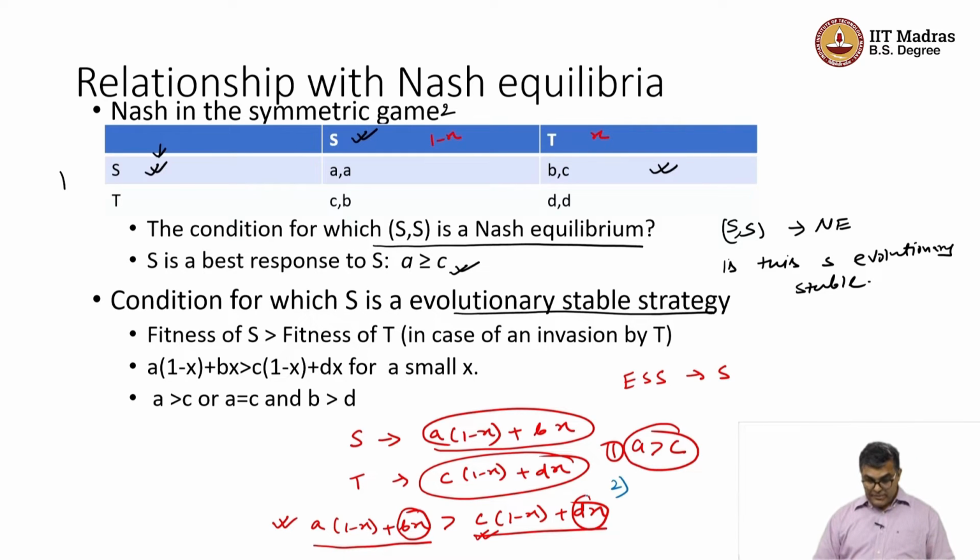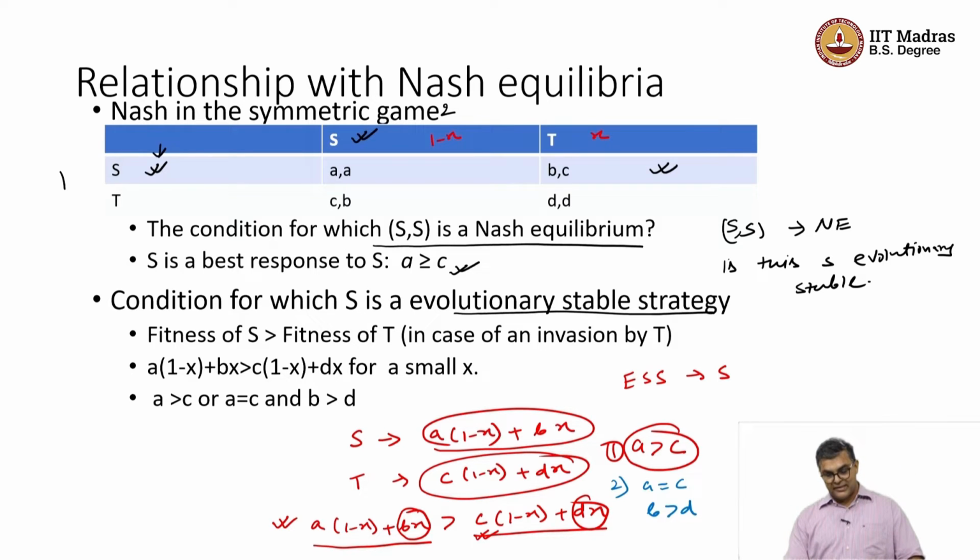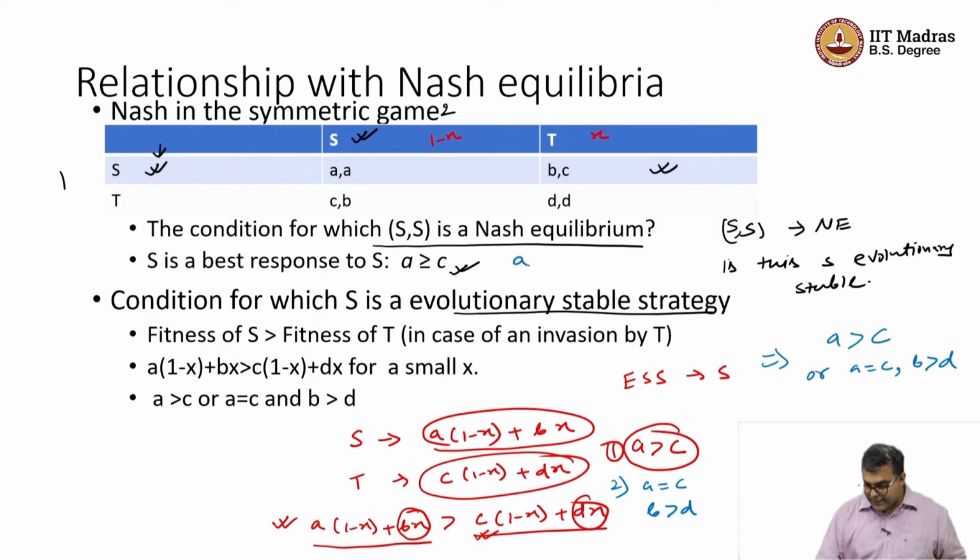The other possibility is, what if A is equal to C? If A is equal to C, then B must be greater than D, and only then is the left hand side going to be larger than the right hand side. So, S is evolutionary stable. What it means is that either A is greater than C, or A is equal to C and B is greater than D. And for S comma S to be a Nash equilibrium, what is the requirement? A is greater than or equal to C.